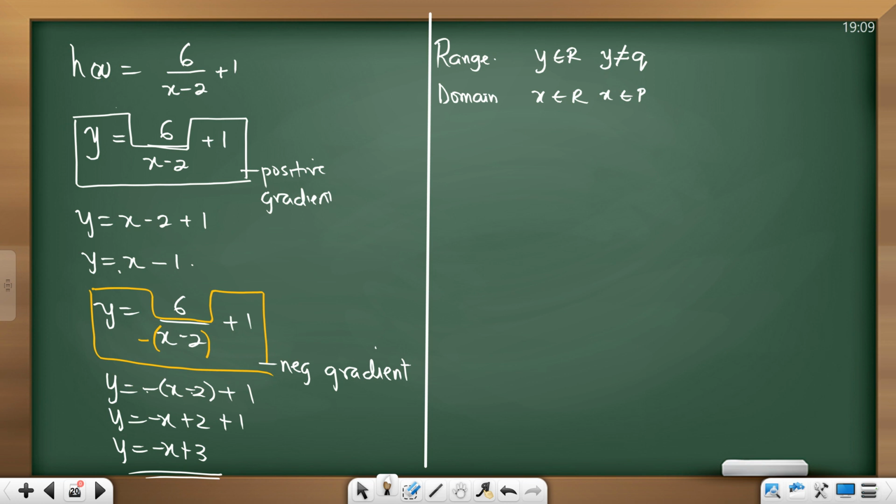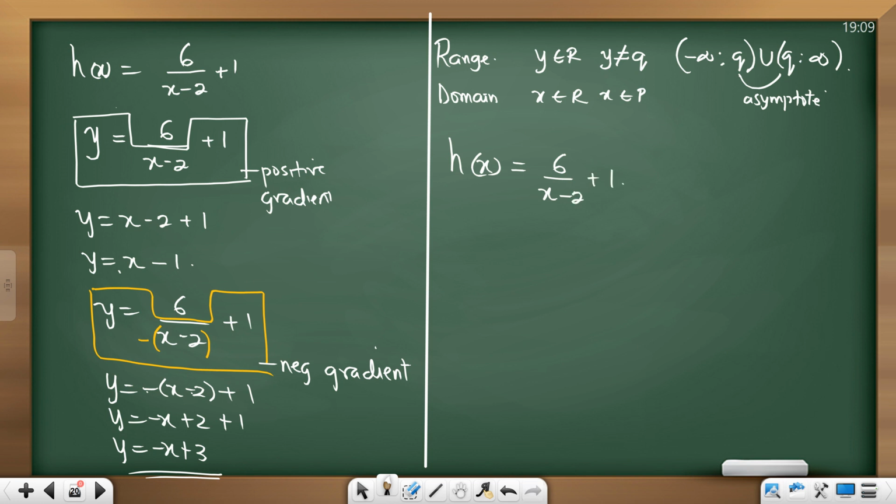And let me show you how examiners will write this again, and I'll explain with numbers. Examiners will tell you negative infinity to q union q to positive infinity. This simply tells you your asymptote. I don't know if it makes sense. So let's check something here. I'll answer the question, but let's deal with h of x first. 6 over x minus 2, plus 1.